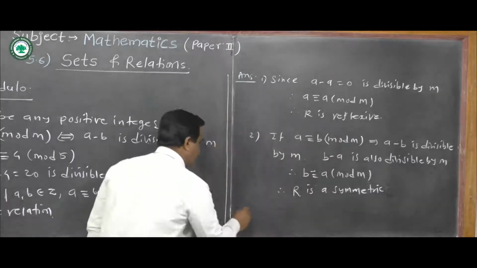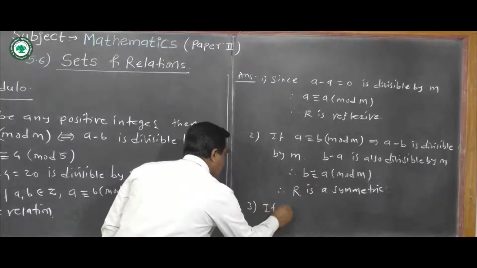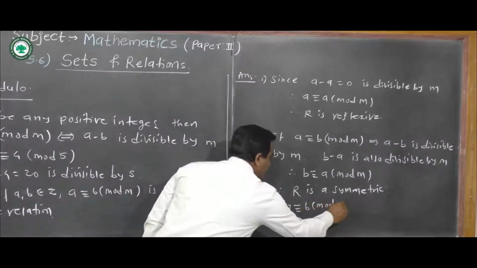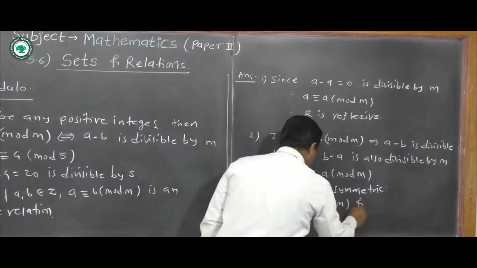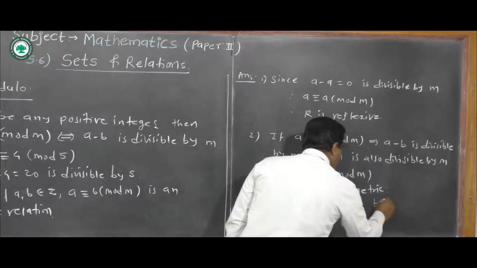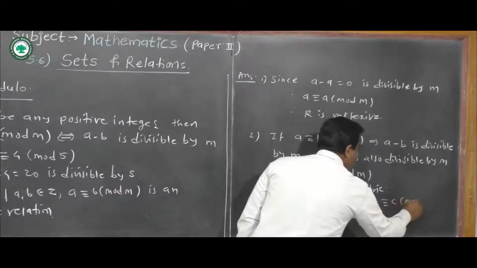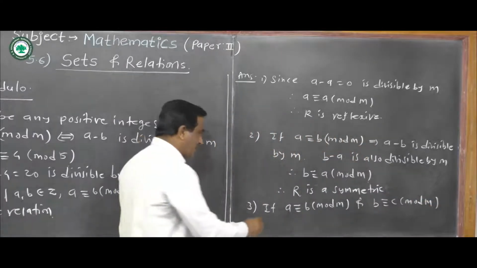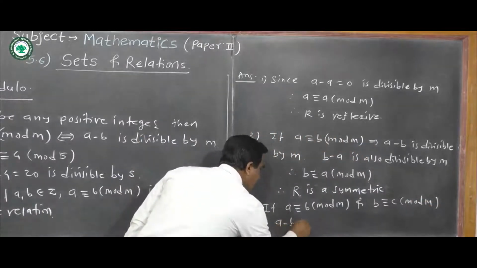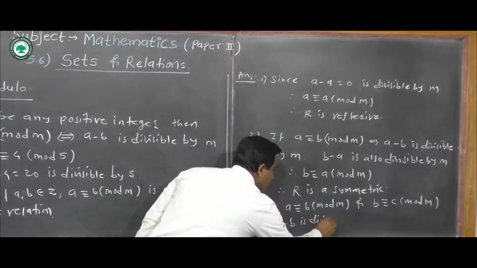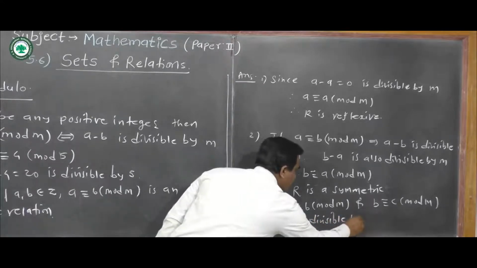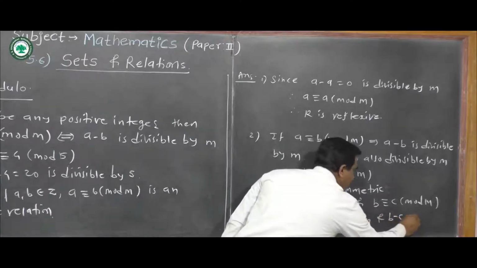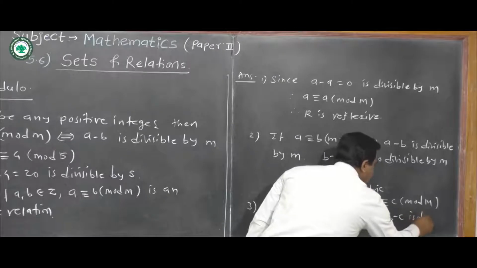And the third one: if A is congruent to B modulo M and B is congruent to C modulo M, then A minus B is divisible by M, and B minus C is also divisible by M.